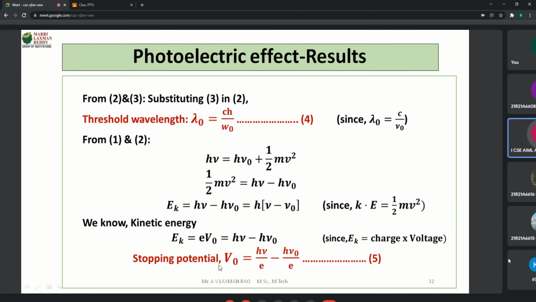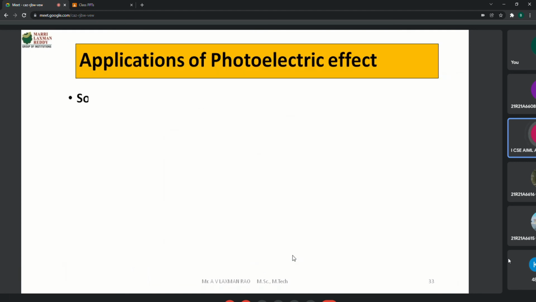Okay, now stopping potential also we have derived from equations 1 and 2 as V naught equal to h by e into (nu minus nu naught). How? Already you know that. Okay, so photoelectric effect means like this we have to write.